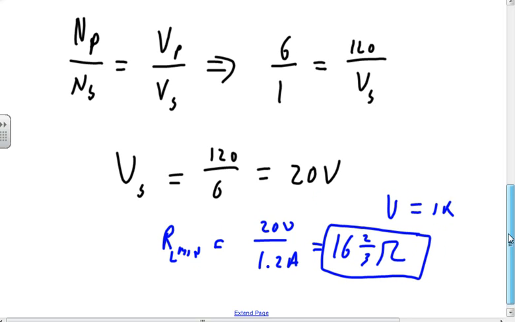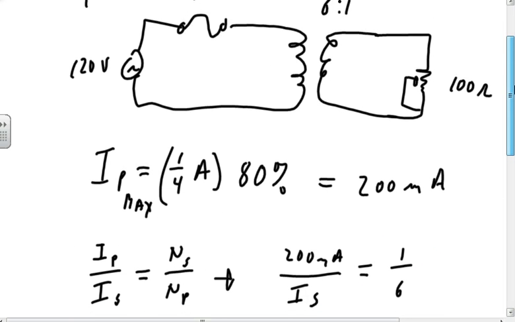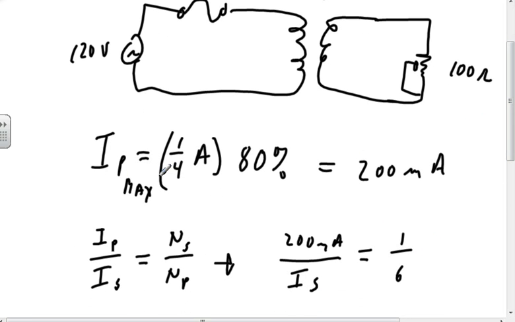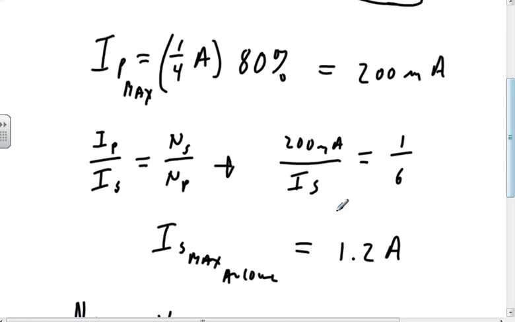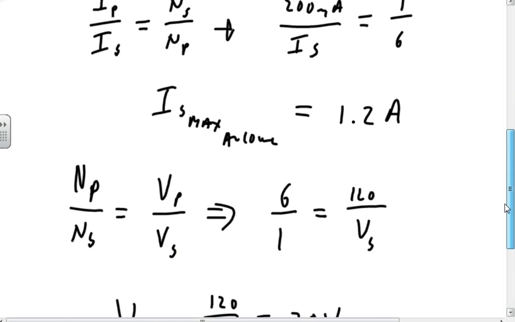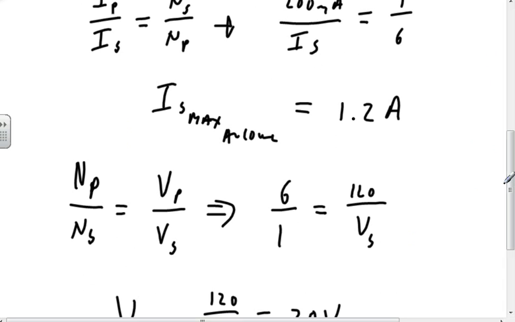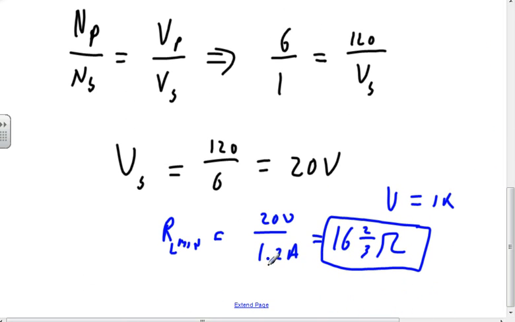All right. So first thing we did was calculate the maximum allowed current in the primary. Then we calculated the maximum allowed current in the secondary. Then we calculated the voltage in the secondary to get the minimum allowable load resistance.